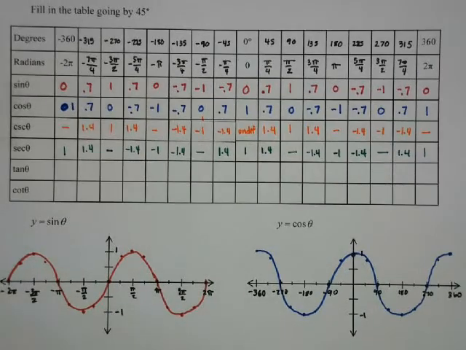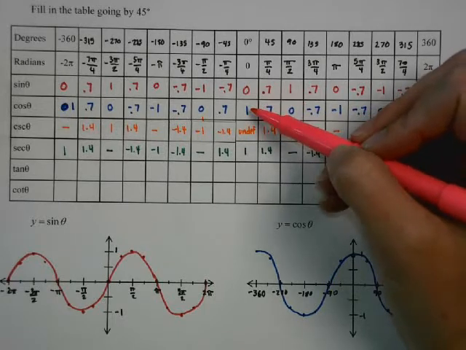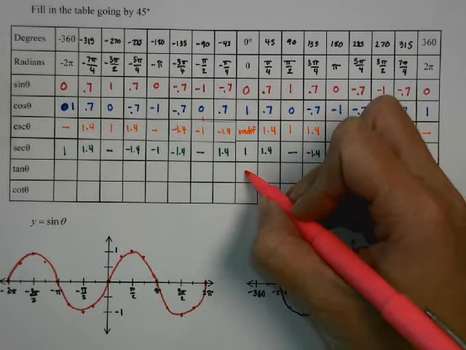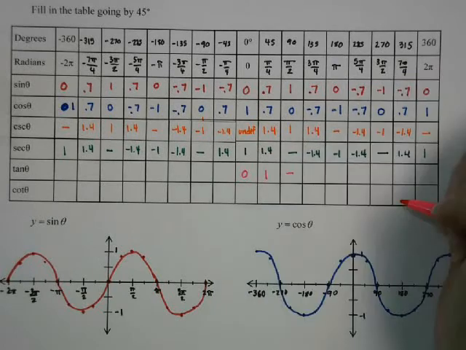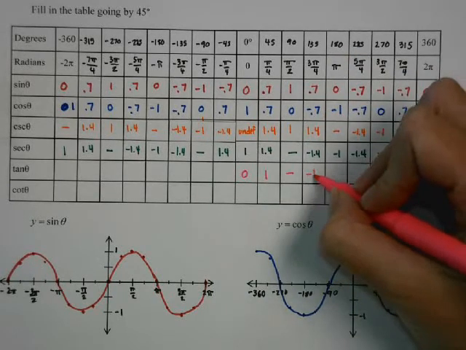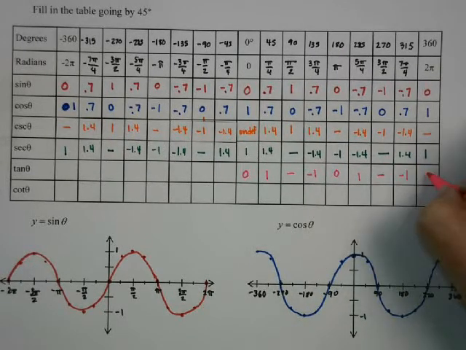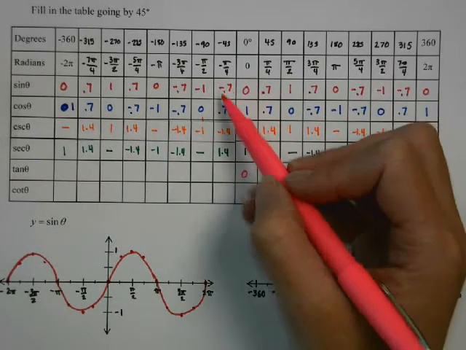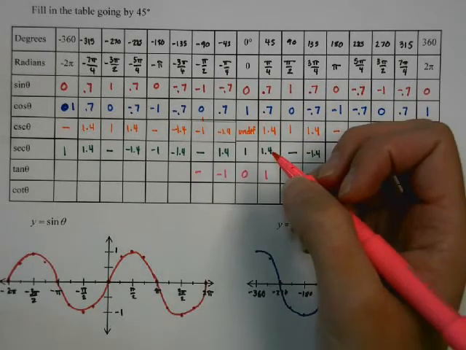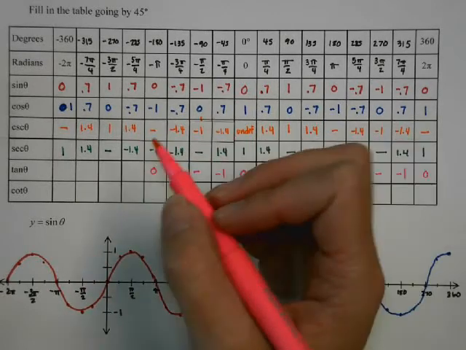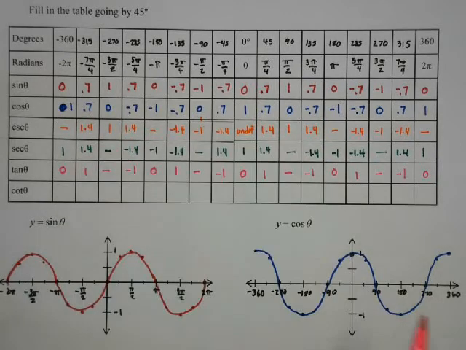All right, now I'm going to fill in the values for tangent. So tangent's going to be the y value over the x, or the sine over the cosine. So at 0, we have 0 over 1, which is 0. 0.7 over 0.7 is 1. 1 over 0 is undefined. And we have a negative 1, 0, positive 1, undefined, negative 1, and 0. Going back here, that's a negative 1, undefined. This will be 1, 0, negative 1, undefined, 1, and 0.